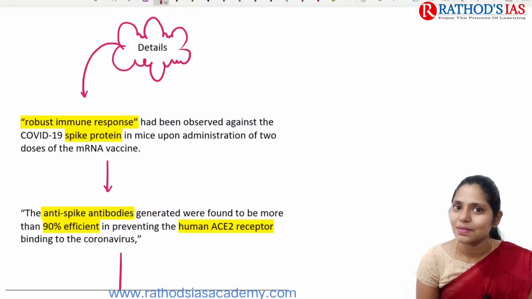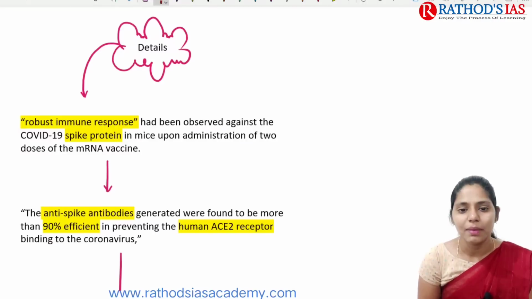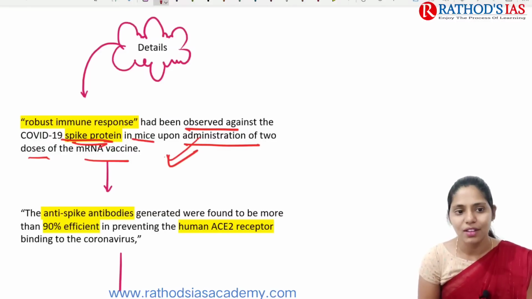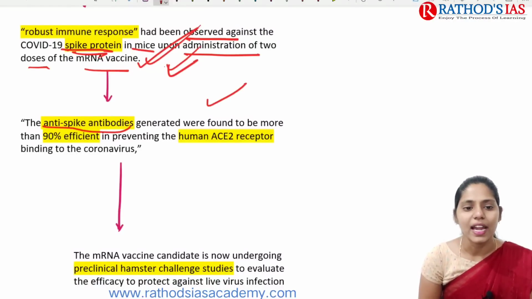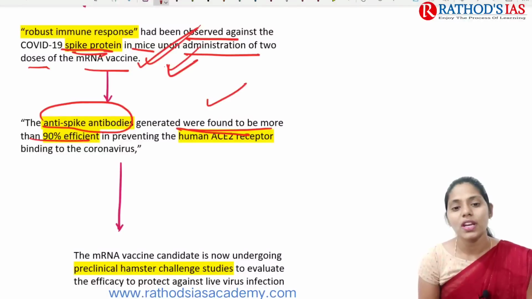If you see the details, it mainly says that this mRNA vaccine produced a robust immune response against the COVID-19 spike protein in mice upon administration of 2 doses. Whenever there is administration of these 2 doses of mRNA vaccine, we are going to have a robust immune response. The anti-spike antibodies that are generated were found to be more than 90% efficient in preventing the human ACE2 receptor from binding to the coronavirus.